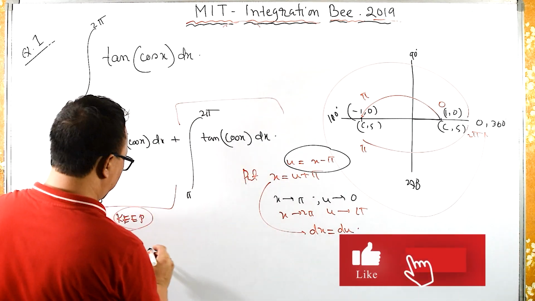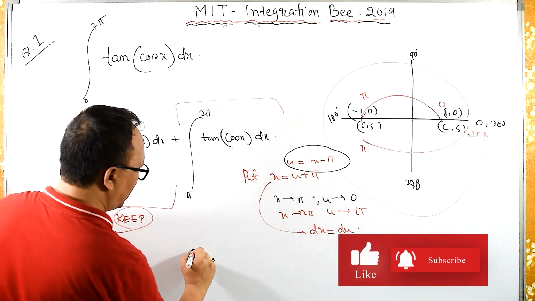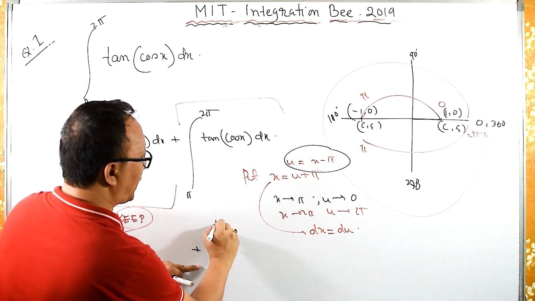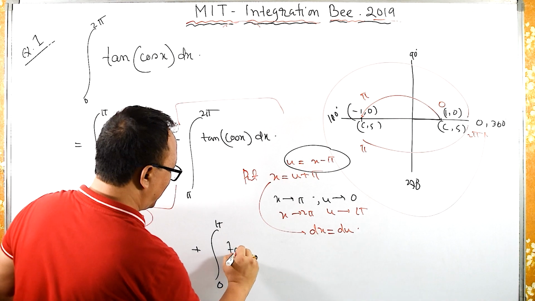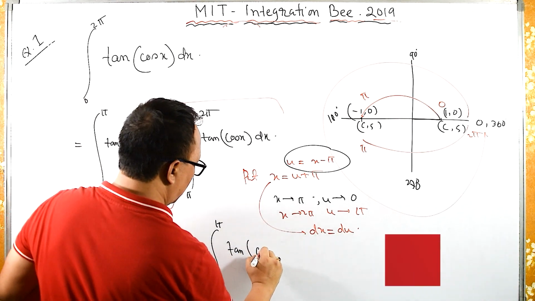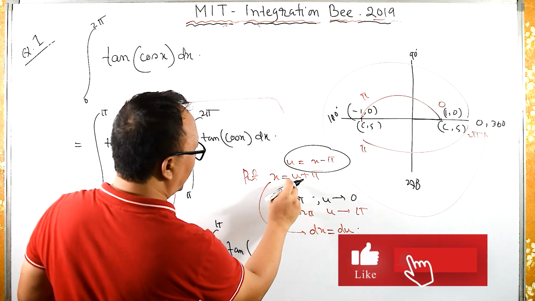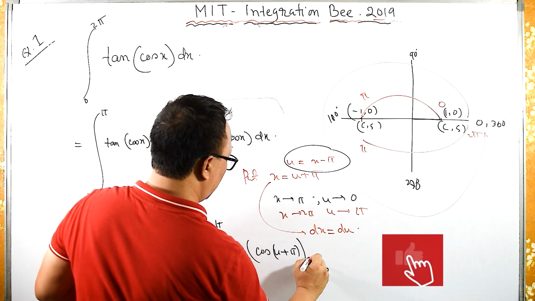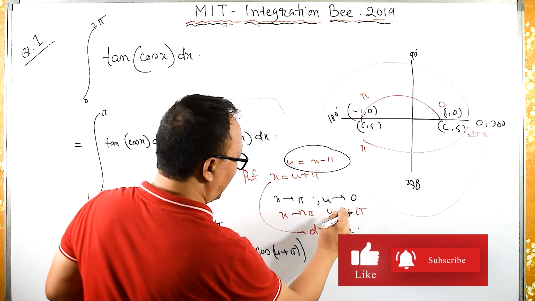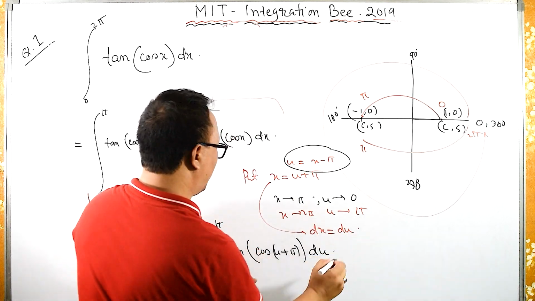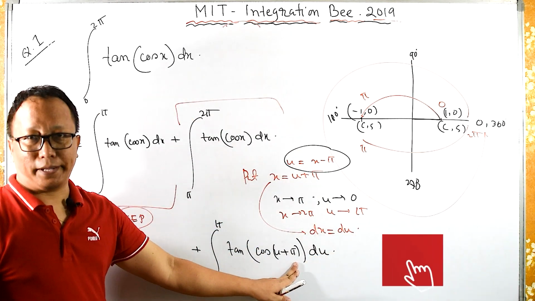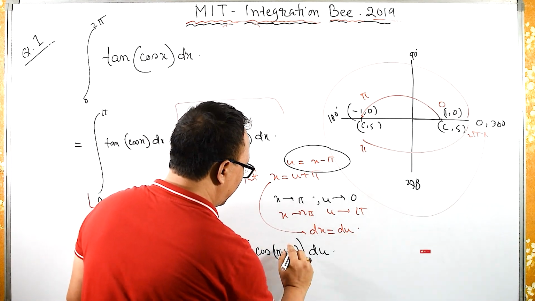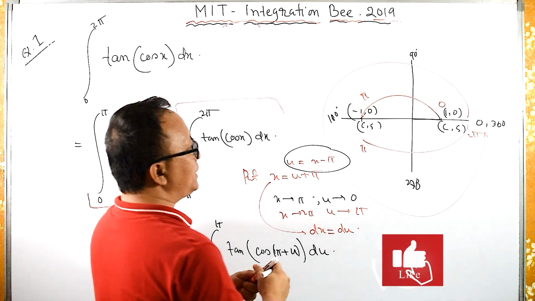So this first part, keep as it is for the time being. We have plus the integration from 0 to pi of tan of cos of, instead of x we have to write u plus pi, and instead of dx we have to write du. What is u plus pi? Or you can say pi plus u. You can write also pi plus u, all are the same. What is pi plus u?